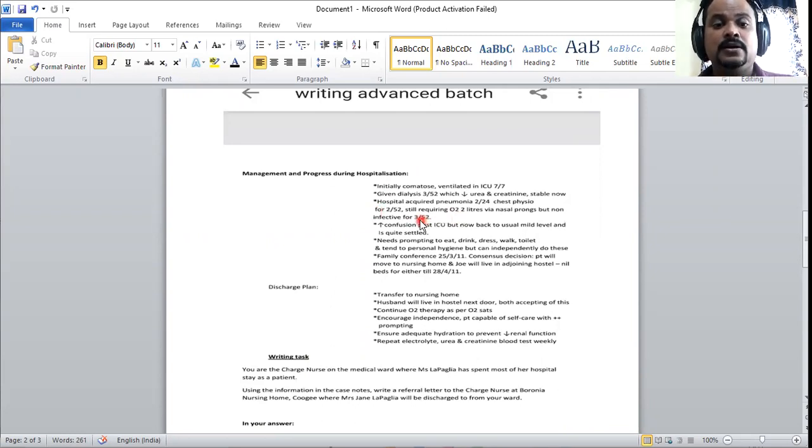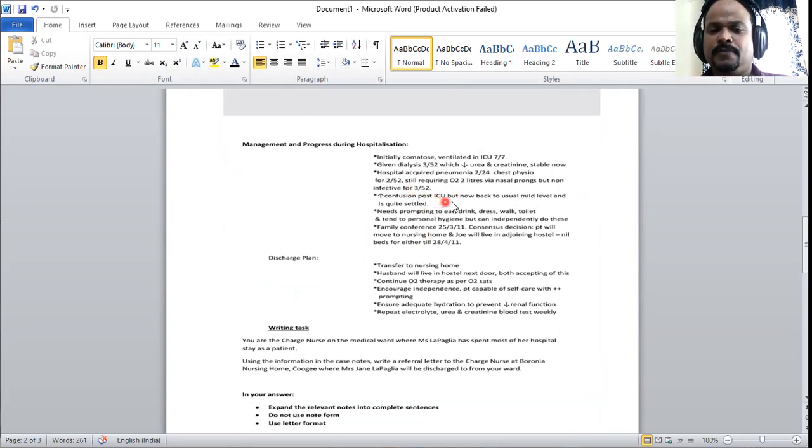Physiotherapy clear, still requires oxygen 2 liters via nasal prongs, non-infective. So now, though chest physiotherapy was given and this pneumonia has been resolved, to maintain her saturation level she needs oxygen via nasal prongs after discharge too.